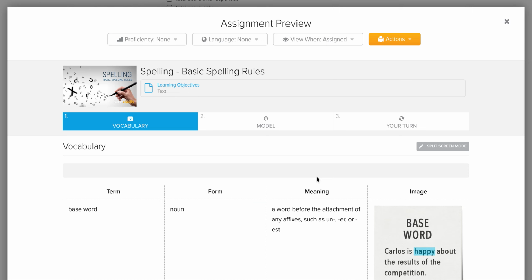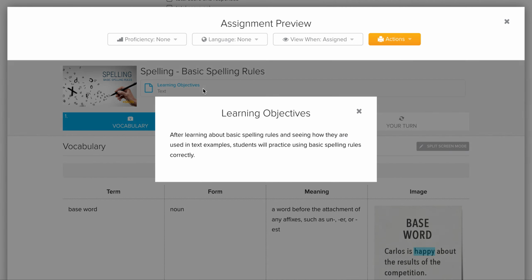Hello, students. We are going to be taking a look at some basic grammar rules over the next few skill lessons, and today we're going to get started with some spelling rules. So let's go ahead and take a look at our learning objectives for this skill lesson.